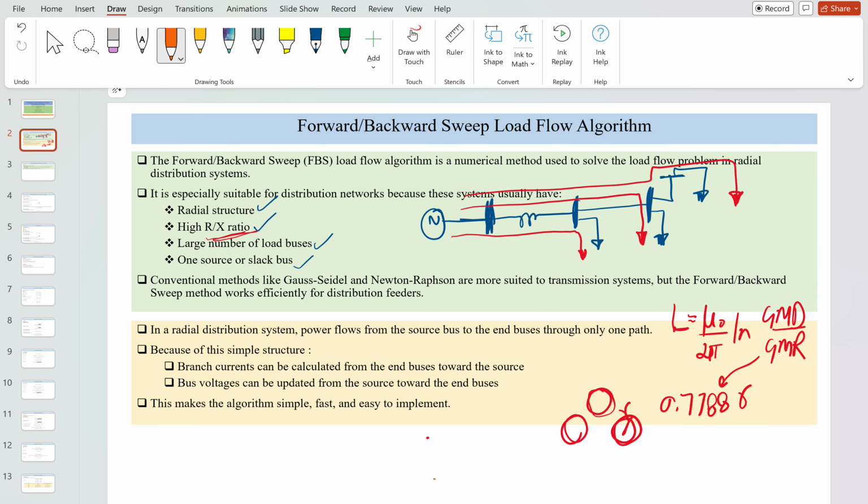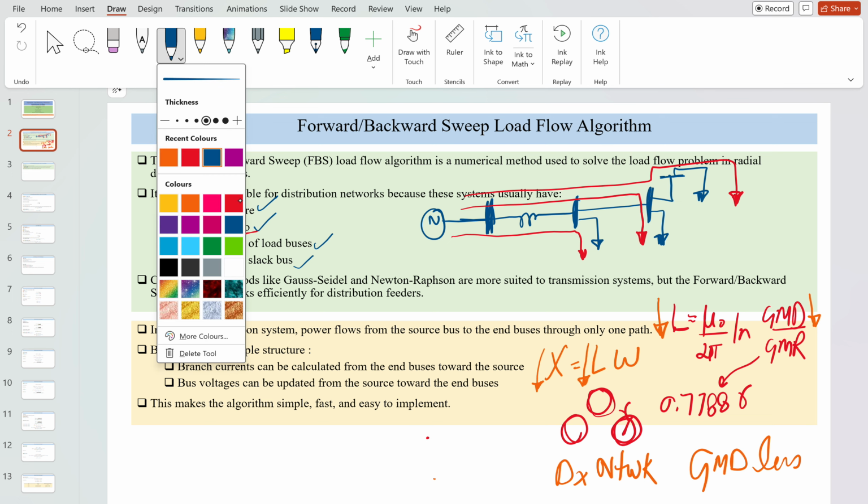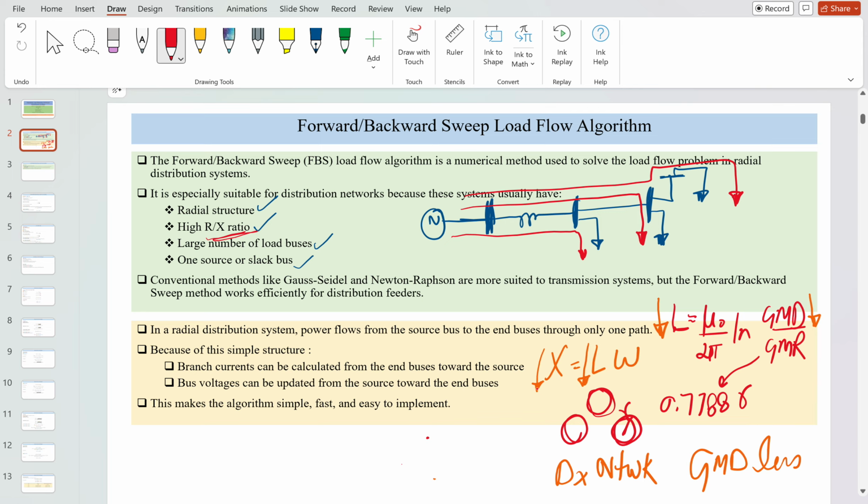When you closely see the distribution network, the GMD is very low, because the conductor spacing is very close. There is less spacing between the two conductors, so the GMD is less. If the GMD is less, the L remains low. The X is basically L omega, so if L decreases, X also decreases. If X decreases, the R by X ratio basically increases in the distribution network.